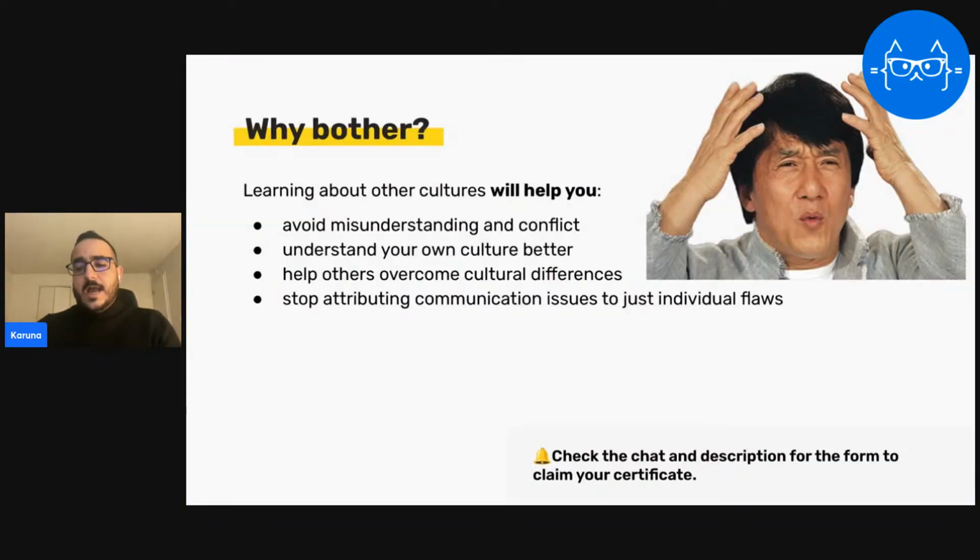And how does this help? How does learning other cultures help you? Well, like I said, it makes work more fun. It makes work less confrontational because you're avoiding misunderstanding, you're sidestepping conflict. In a way, it will help you understand your own culture better.